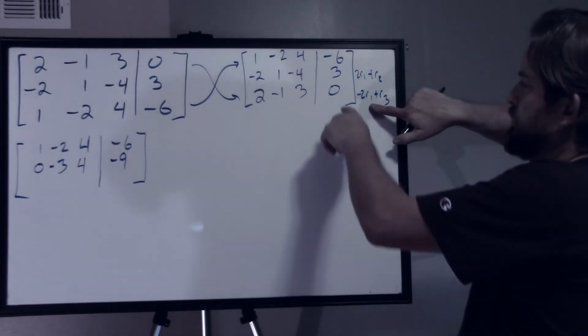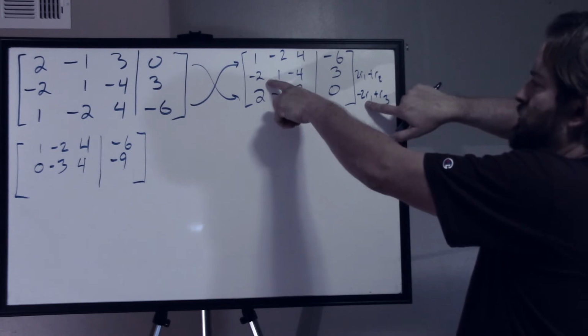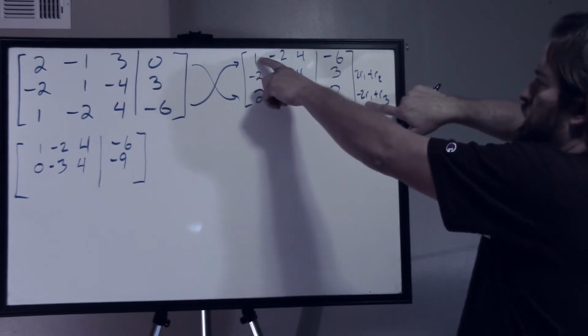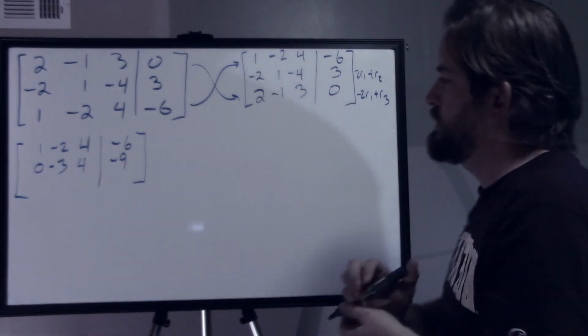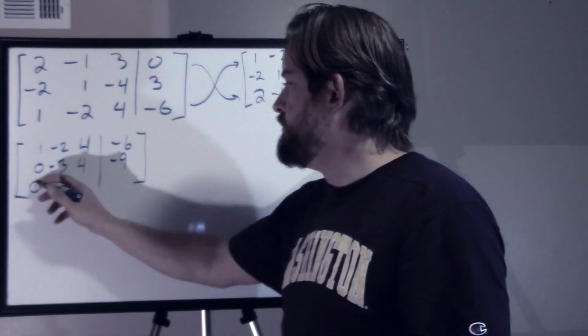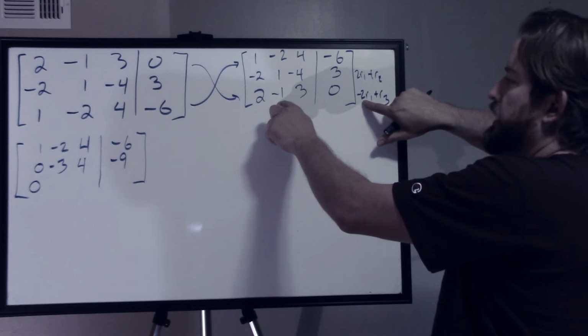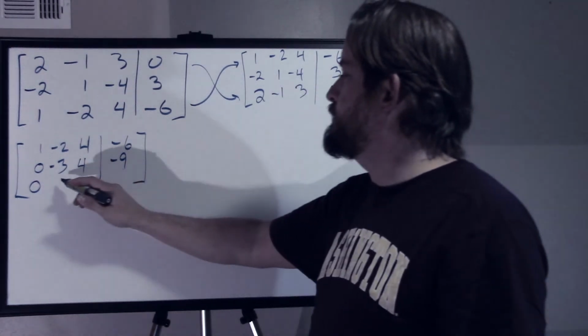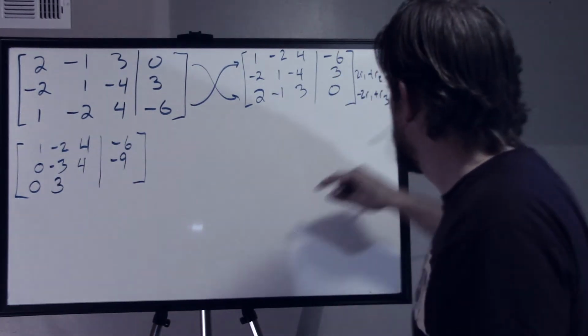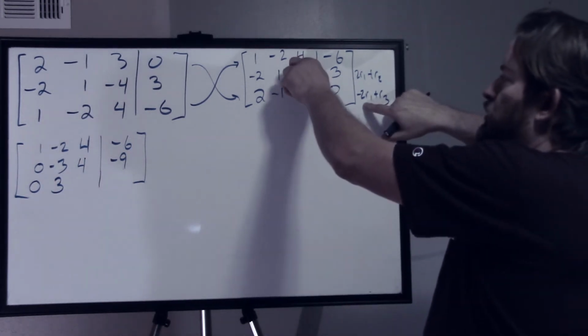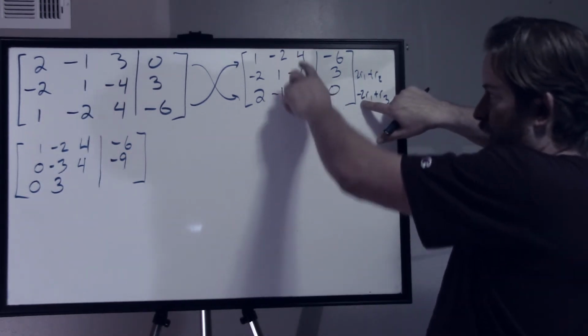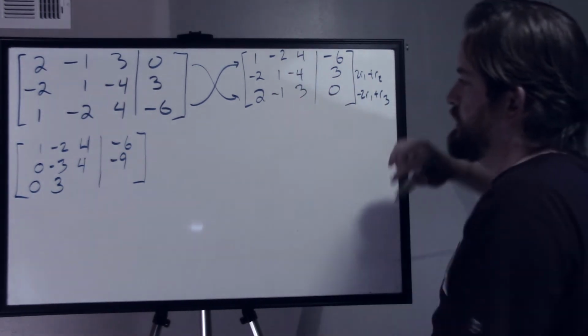Row 3, I started messing with the wrong row. I did 2 times row 2. Here I want to do negative 2 times 1 is negative 2, plus 2 is 0. Negative 2 times negative 2 is a positive 4, and a negative 1 gives me a positive 3. Negative 2 times 4 is a negative 8, plus 3 is negative 5.